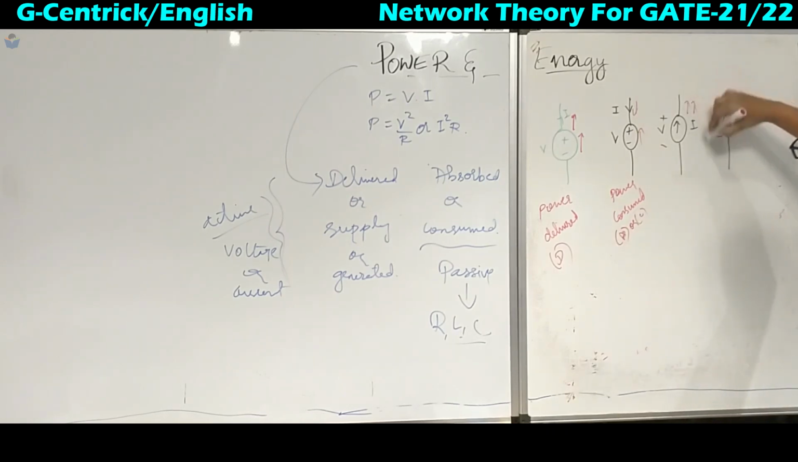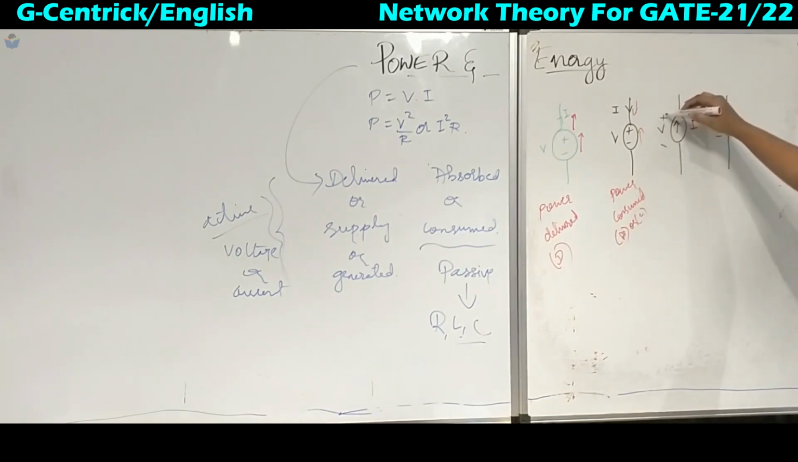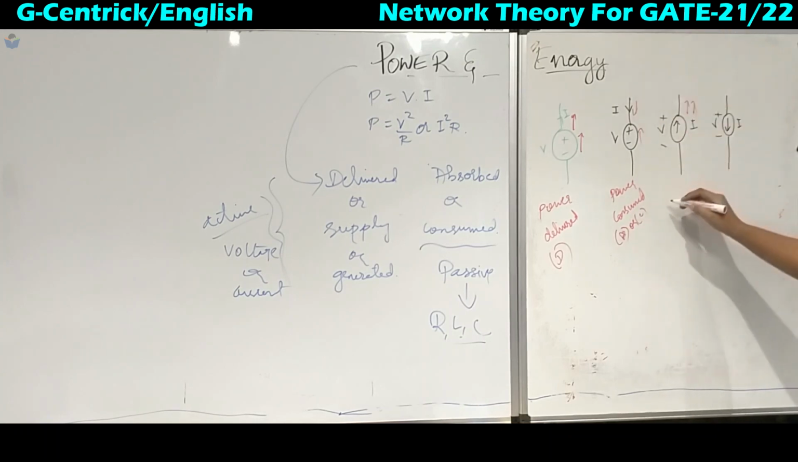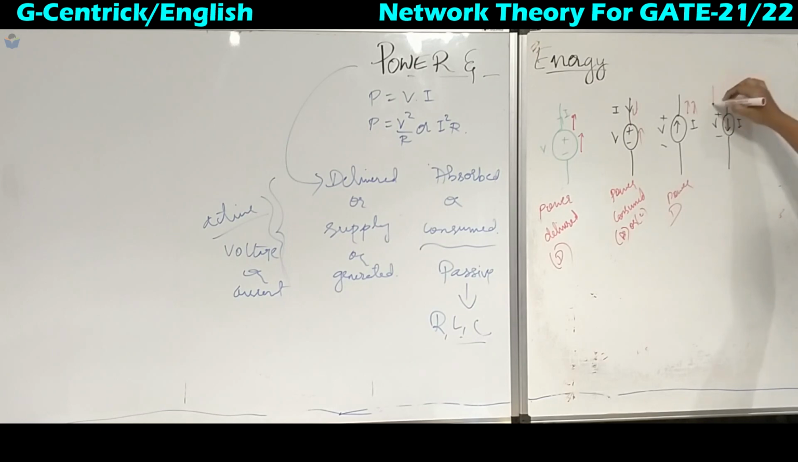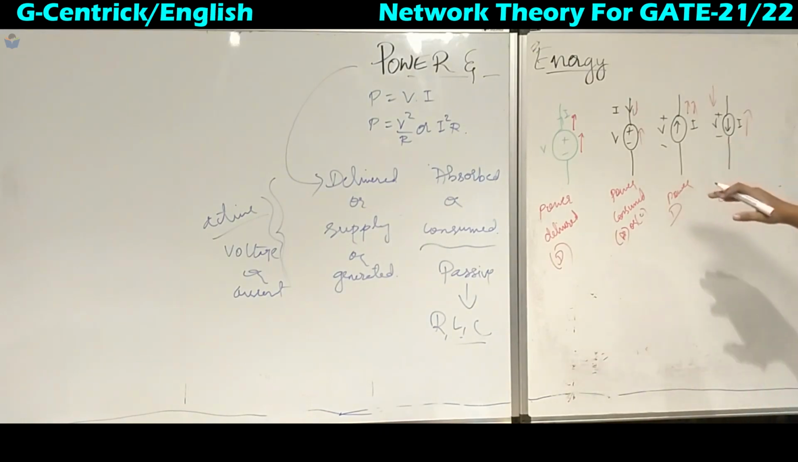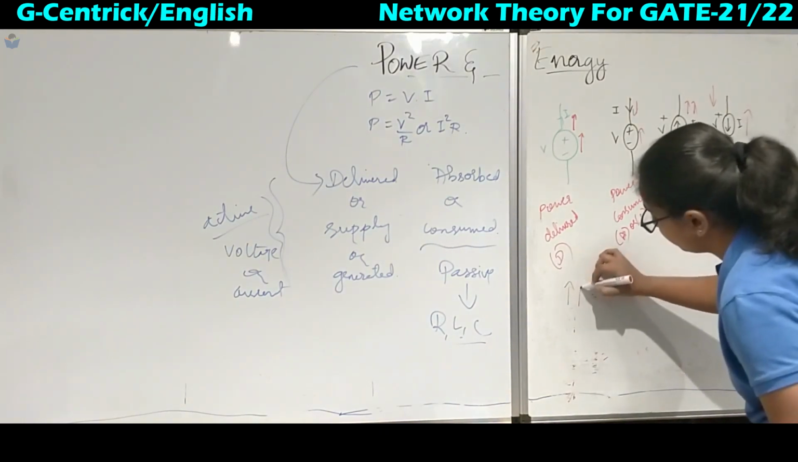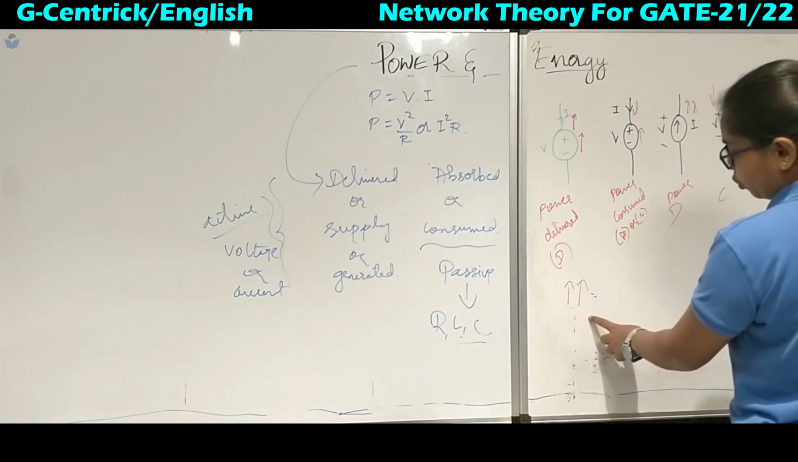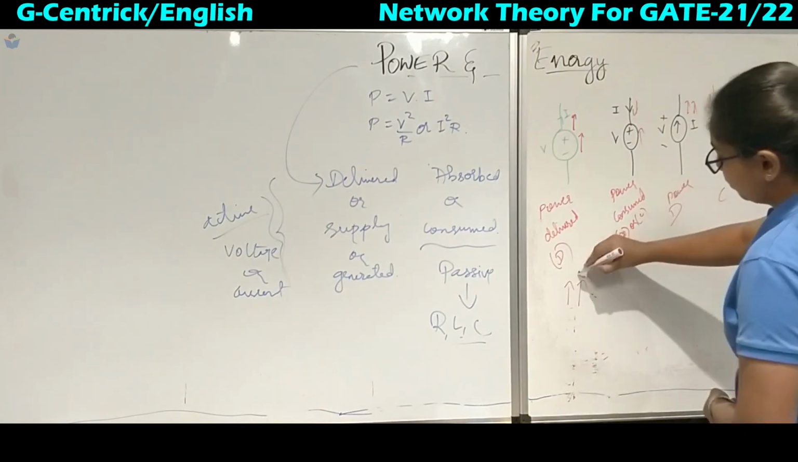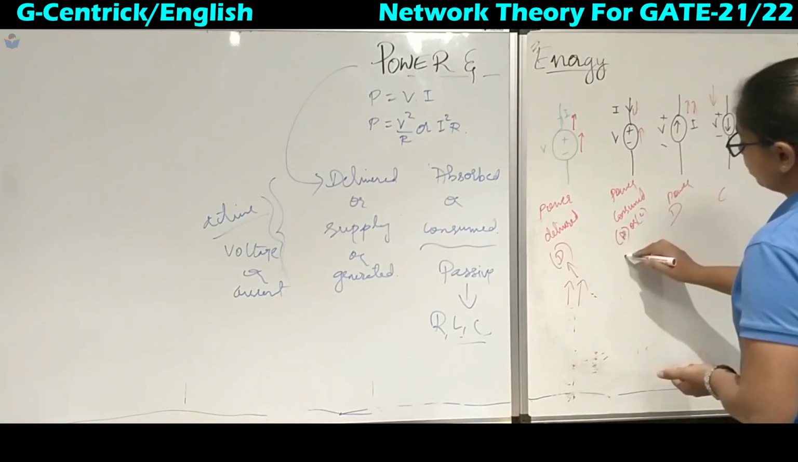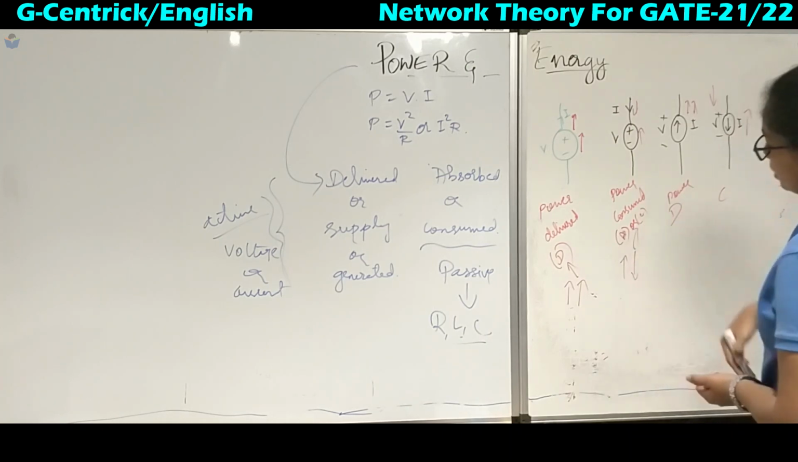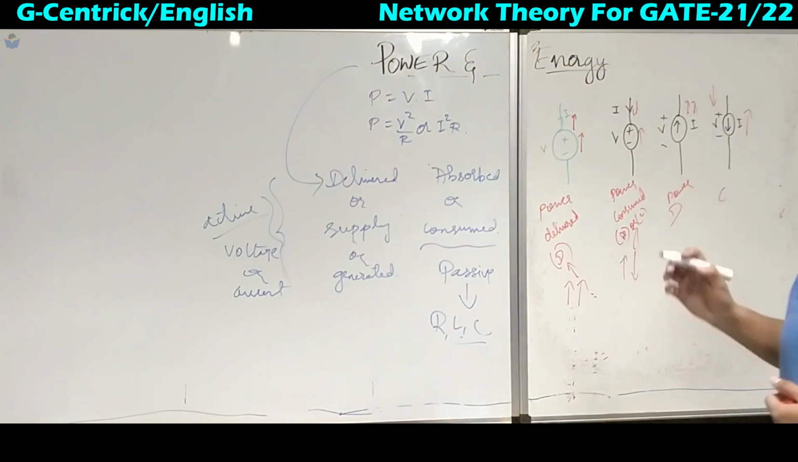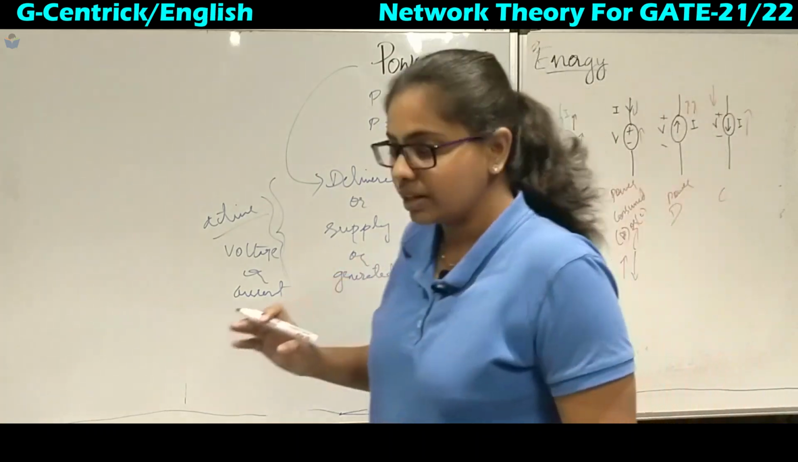Now the voltage direction of both is the same. The arrow at positive polarity is upwards, so we say power is delivered. For this we have the opposite direction, so power is consumed. So this is the concept. If both the arrows of current and voltage are in the same direction, then power is delivered. If they are in opposite directions, then power is consumed. This is the concept of power.